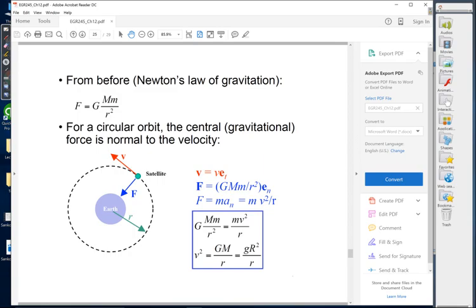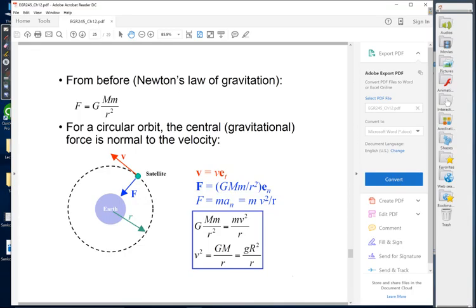Since this is a completely circular path, it will be very easy to use normal-tangential coordinates. So my velocity is in the tangential direction, and my force is going to be in the normal direction. That force is given by Newton's law of gravitation, but it is also equal to mass times acceleration in the normal direction. Because that force is in the normal direction, it results in an acceleration in the normal direction. And what do we know about acceleration in the normal direction? Well, it's velocity squared divided by the radius.